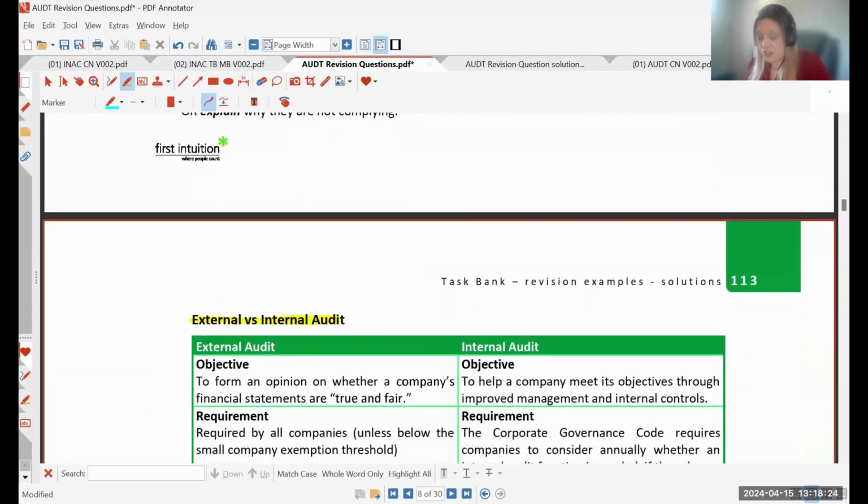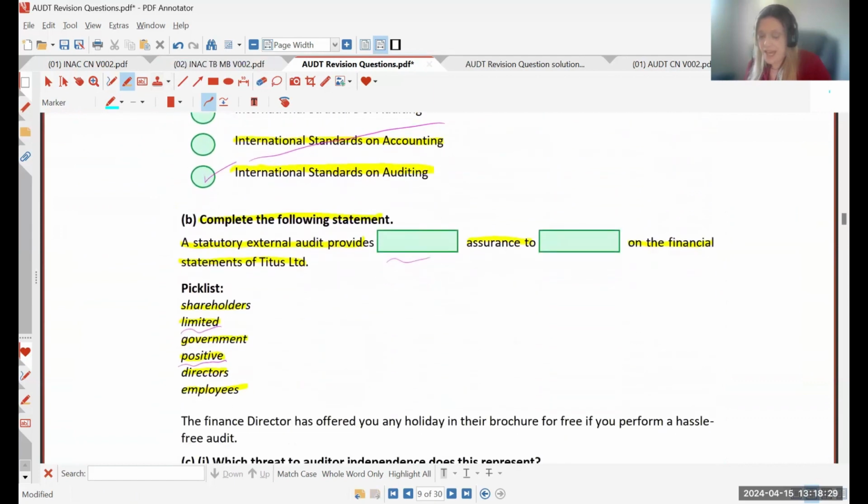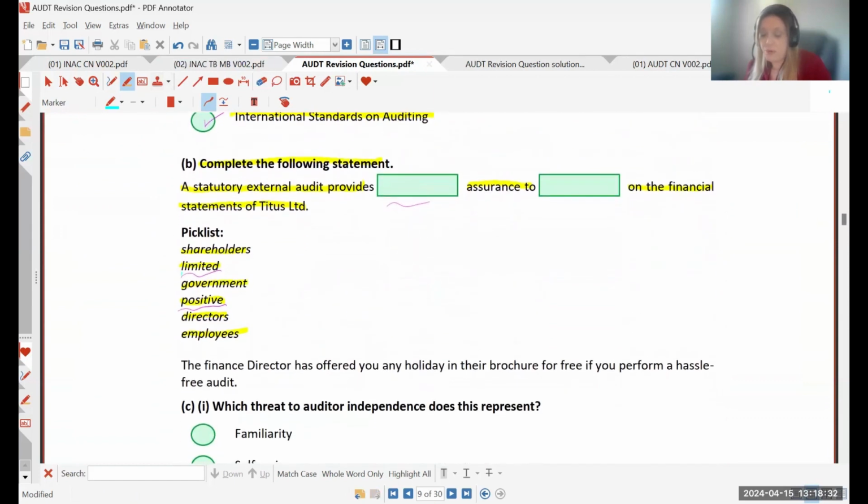So if we go back to this question then, a statutory external audit provides, this is going to be positive assurance. So positive assurance to, and we just looked at this, didn't we? It's not going to be to the government, it's not going to be to directors, and it's not going to be to employees. It will be to shareholders as stakeholders. This is going to be to shareholders.